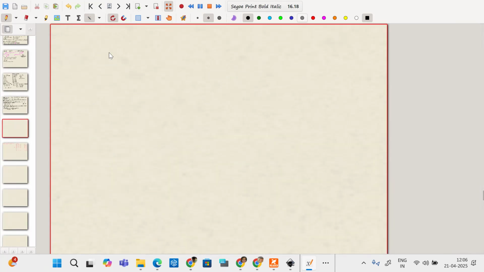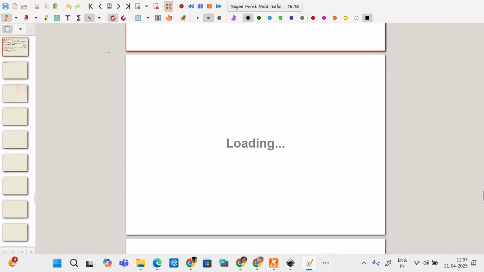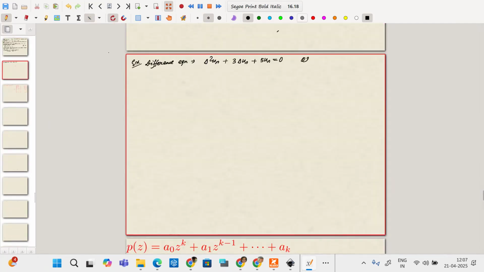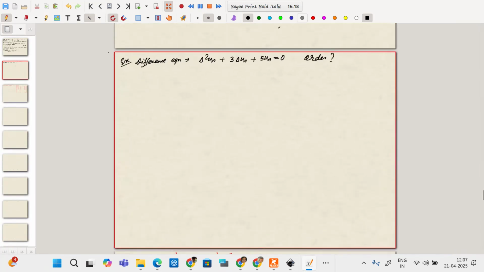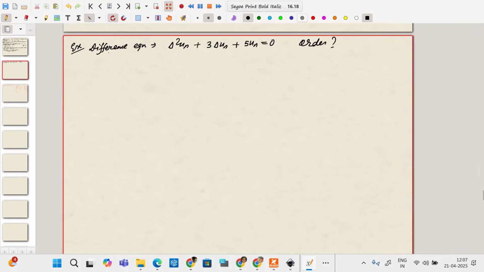Fine. So let us see one example. This is a difference equation. This is a hard looking difference equation, but you can actually solve it. Delta squared u(n) plus 3 delta u(n) plus 5u(n) is equal to 0. What is the order of this difference equation? Any ideas?